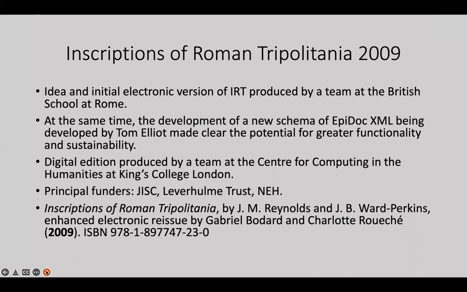Eventually, the digital edition was produced by a team at the Centre for Computing and the Humanities at King's College London. It was principally funded by JISC, the Leverhulme Trust, and the National Endowment for the Humanities, and the result, a digital edition of the 1952 publication by J.M. Reynolds and J.B. Ward Perkins, was reissued in an enhanced electronic form by Gabriel Bodard and Charlotte Roueché.